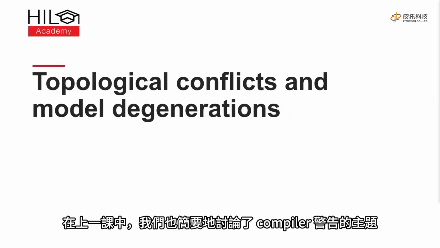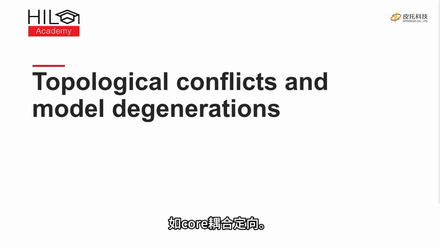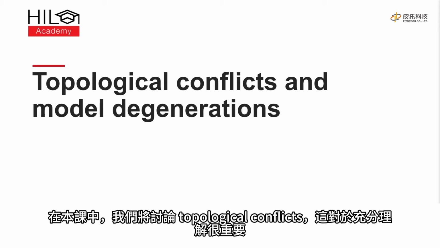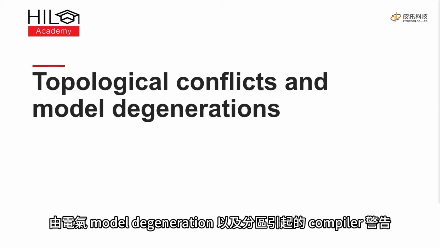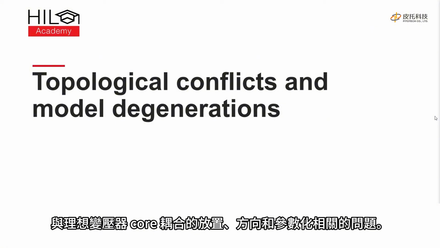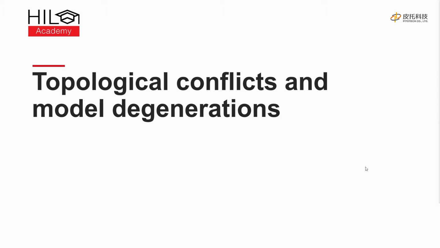Hello. In the previous lesson we briefly touched on the topic of compiler warnings as well as core coupling orientation. In this lesson we will discuss topological conflicts, which are important to fully understand the compiler warnings resulting from electrical model degenerations, as well as partitioning problems associated with placement, orientation, and parametrization of ideal transformer core couplings.